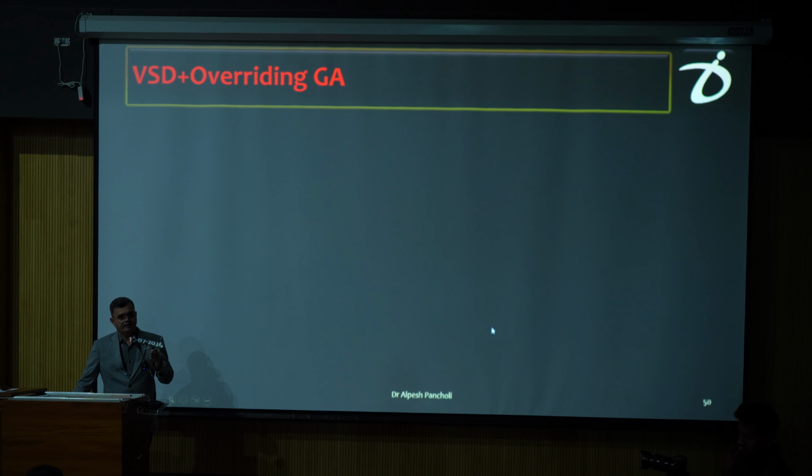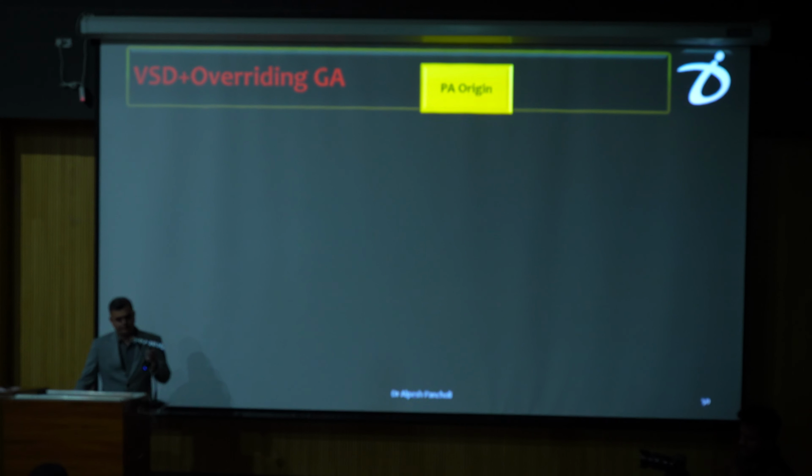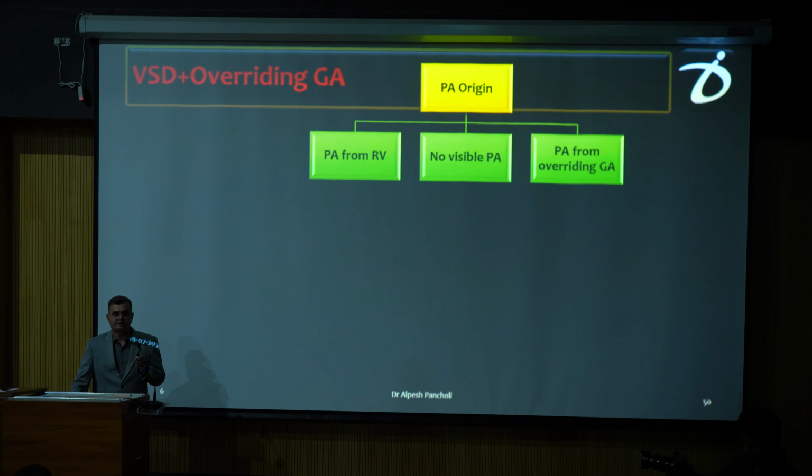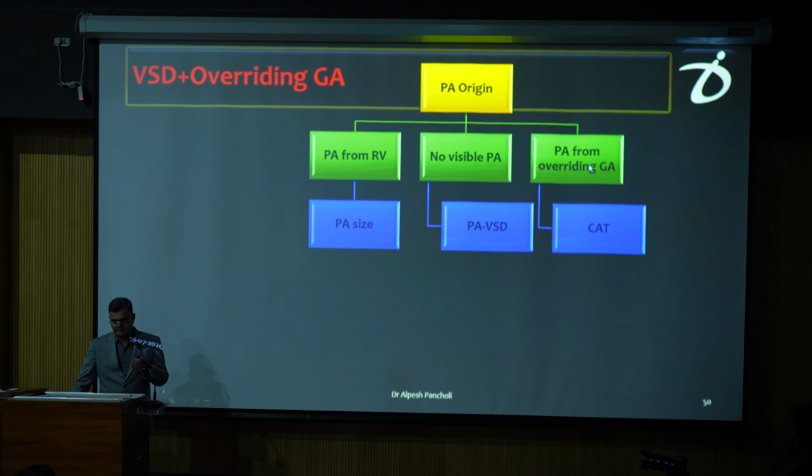So whenever we have a VSD with an overriding great artery, this algorithm has to be followed. Look for the pulmonary artery origin. If it is not arising from the right ventricle, either there is no visible pulmonary artery or it is arising from the single great artery. If it is arising from the single great artery, it is CAT. If there is no visible pulmonary artery and reversal of flow in color Doppler, it is PA-VSD.